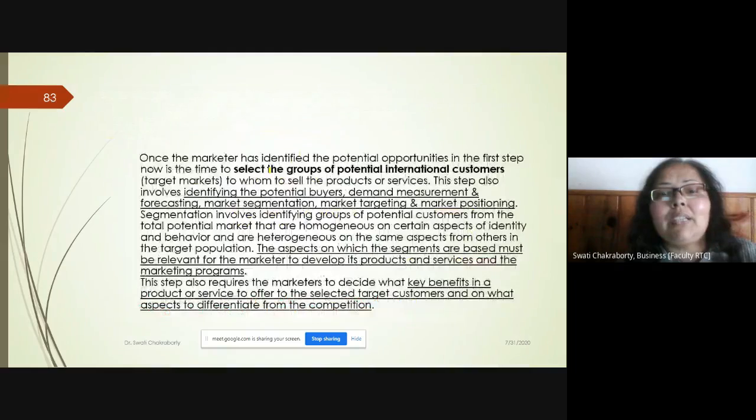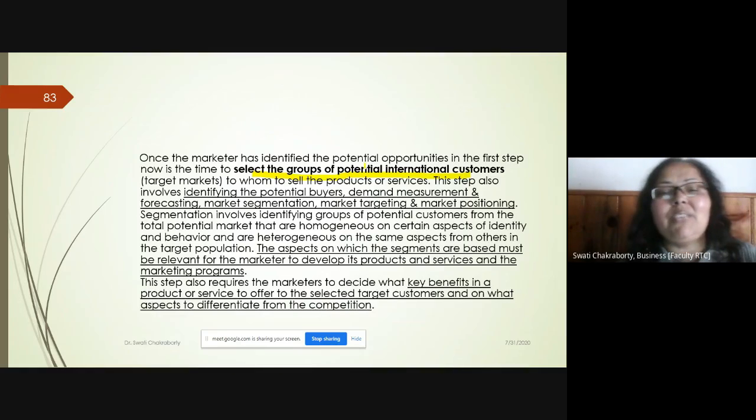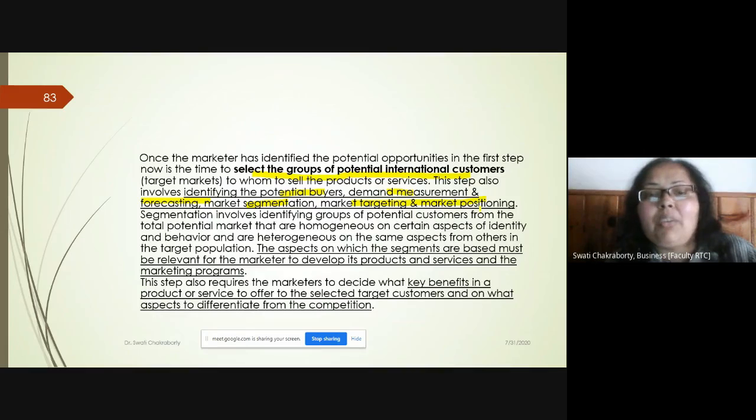Once that has been done, then you see in that particular market who are the groups of potential international customers, right? For this you need to identify the buyers and their demand. You have to go for forecasting. You need to do market segmentation, market targeting, and market positioning. You already studied all these things. Segmentation involves identifying groups of potential customers from the entire market which have similarity in their behavior, right? And the segments must be relevant for the marketeer.